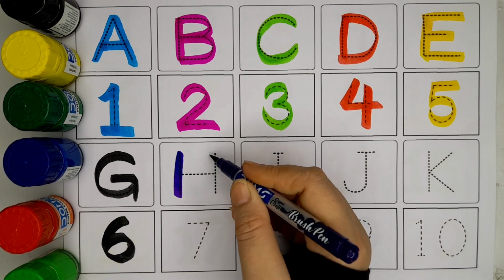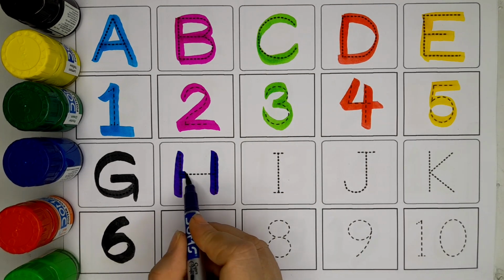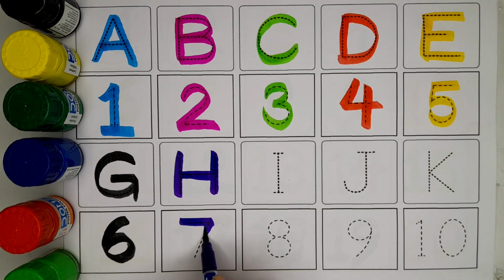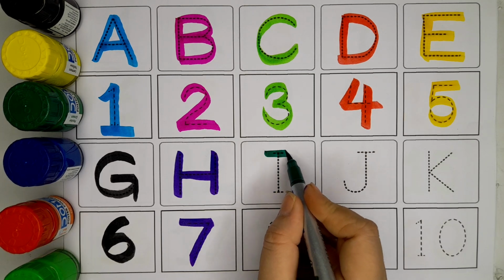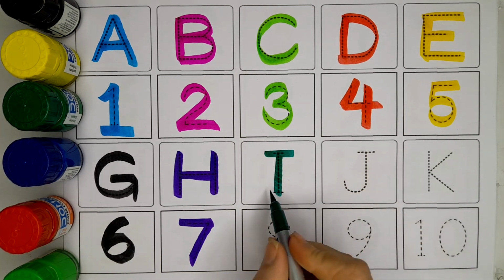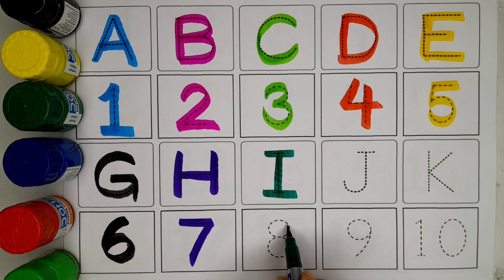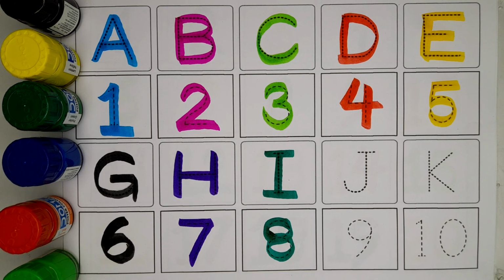H. H for horse. Seven. I. I for ice cream. Eight.